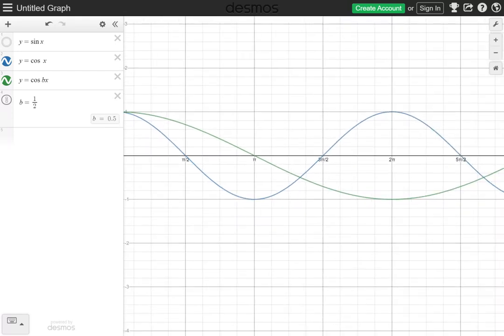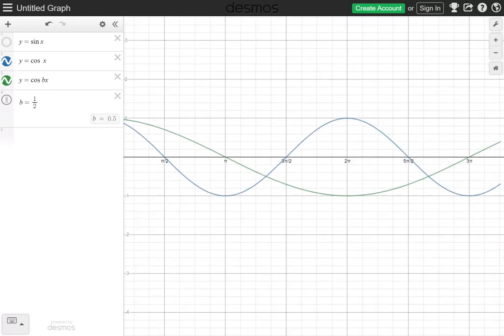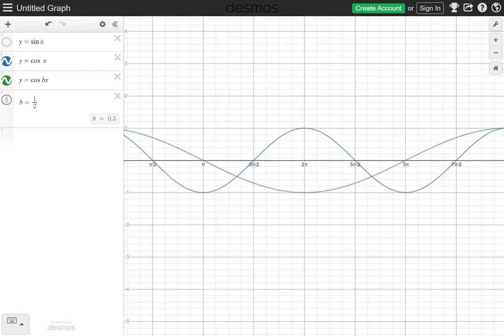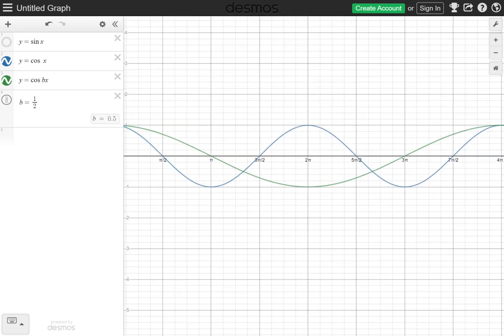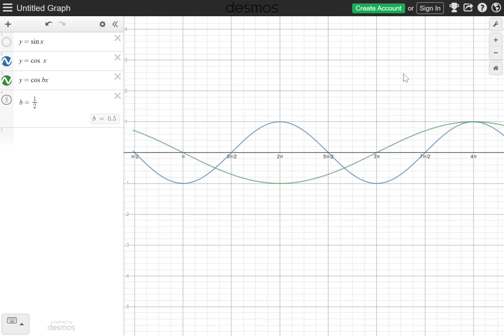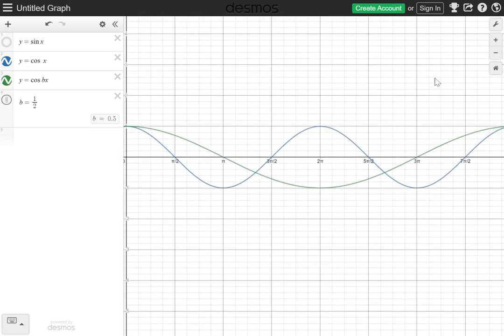In fact, the period is now 2 pi over 1/2. Now, remember when you're dividing by a fraction, you could change it to multiplying by the reciprocal, or you can ask yourself how many halves are in 2, because you're doing 2 divided by a half. There are 4 of them, so we have 4 pi. It takes 4 pi for it to repeat. So this really stretched out.